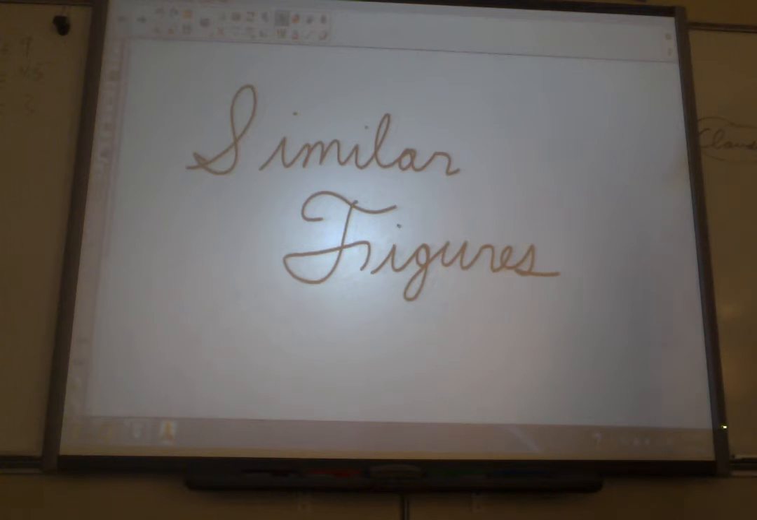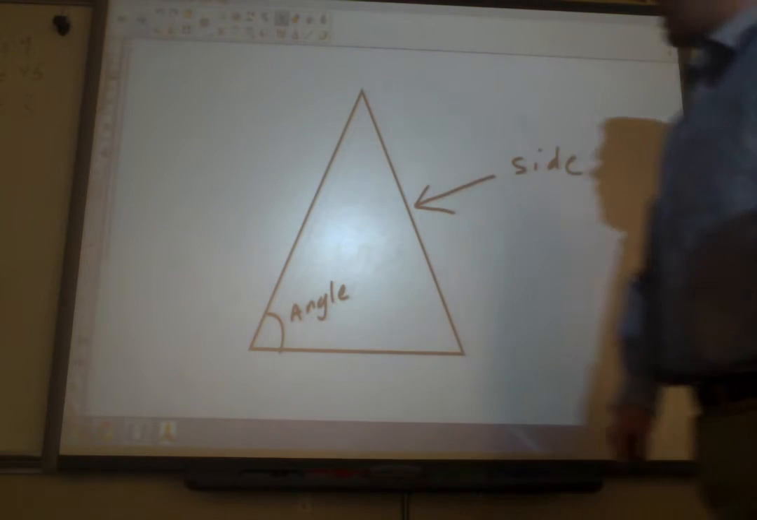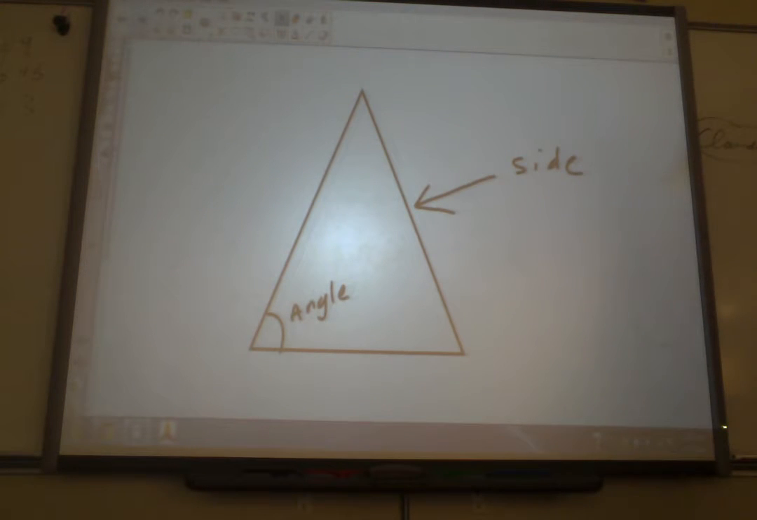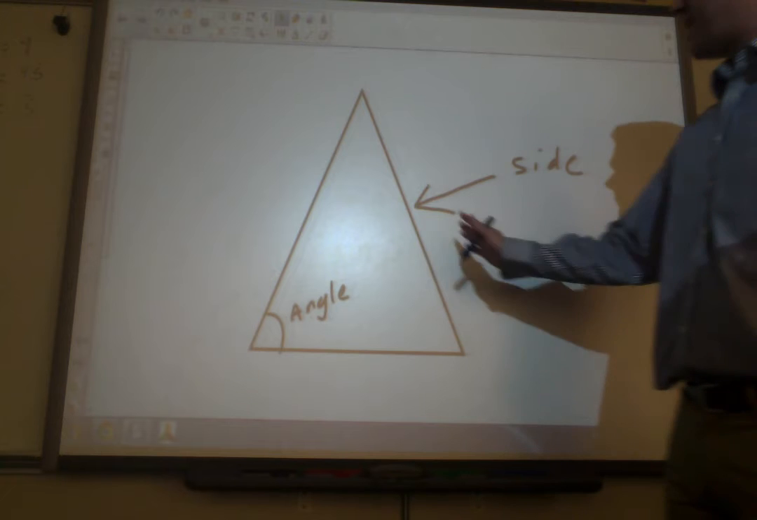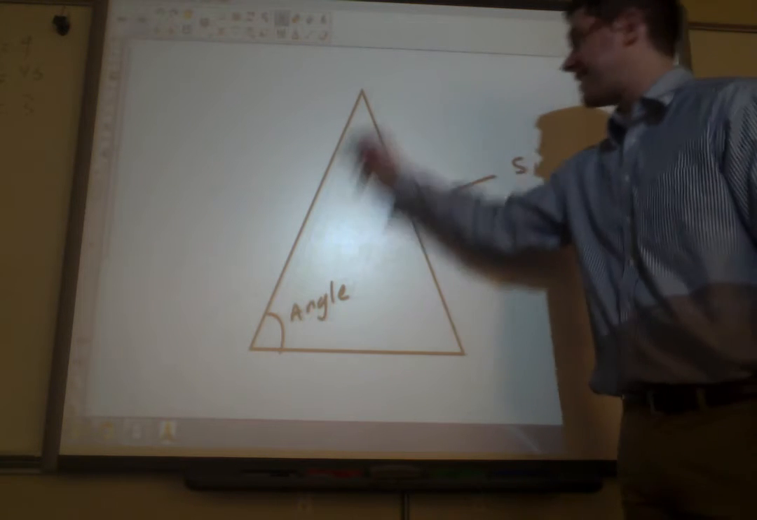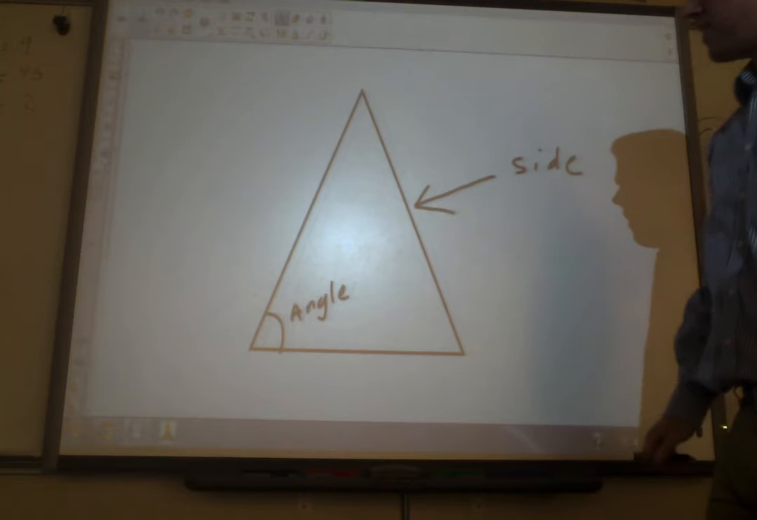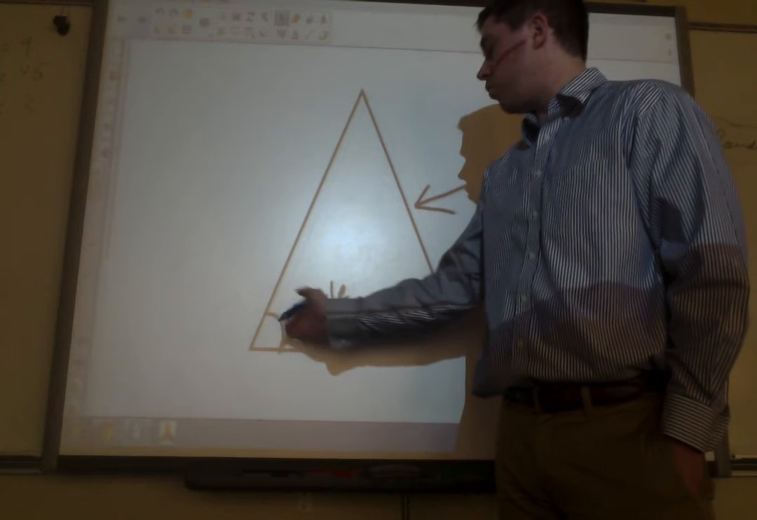Today's video is about something called similar figures, staying in our unit about proportions. In order to start off talking about similar figures, we've got to review a concept from last year, which is sides and angles. Anytime you have a shape, it is made up of sides and angles. The sides are obviously any of the lines, or line segments, that make up the shape. And the angles are the distance between one side and the other.